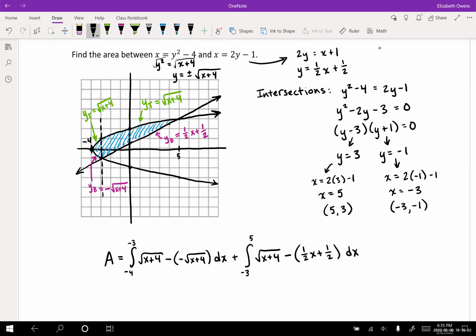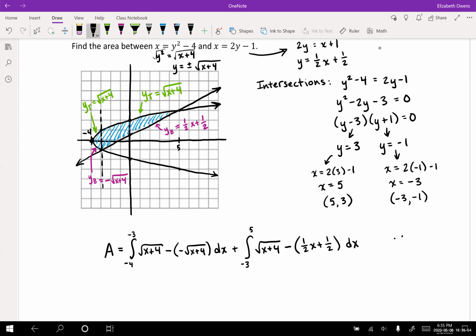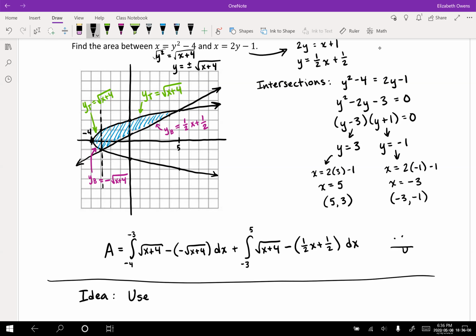Our idea for this is going to be to change our direction of integration. We are going to use horizontal rectangles to set up our Riemann sum and thus our integral, instead of doing the usual vertical rectangles. So instead of integrating with respect to x, we're going to integrate with respect to y instead.